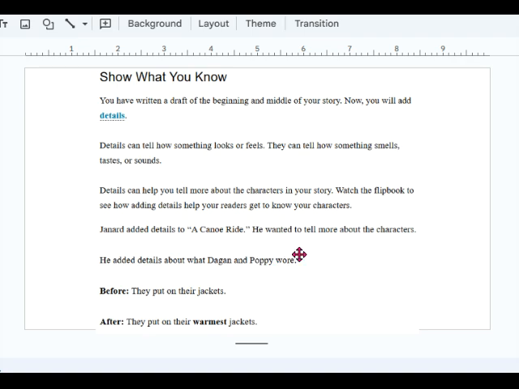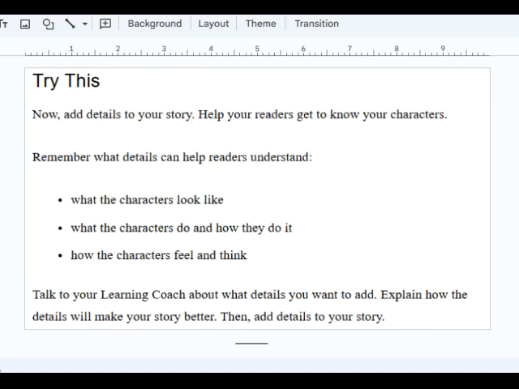Jannard added details to a canoe ride. He wanted to tell more about the characters. He added details about what Dagan and Poppy wore. So here was his first sentence. They put on their jackets. He decided, since it was a cold day, he'd add a detail. They put on their warmest jackets. So now we're not picturing a thin, small coat. We're picturing a big, fluffy one, right? Something nice and warm.